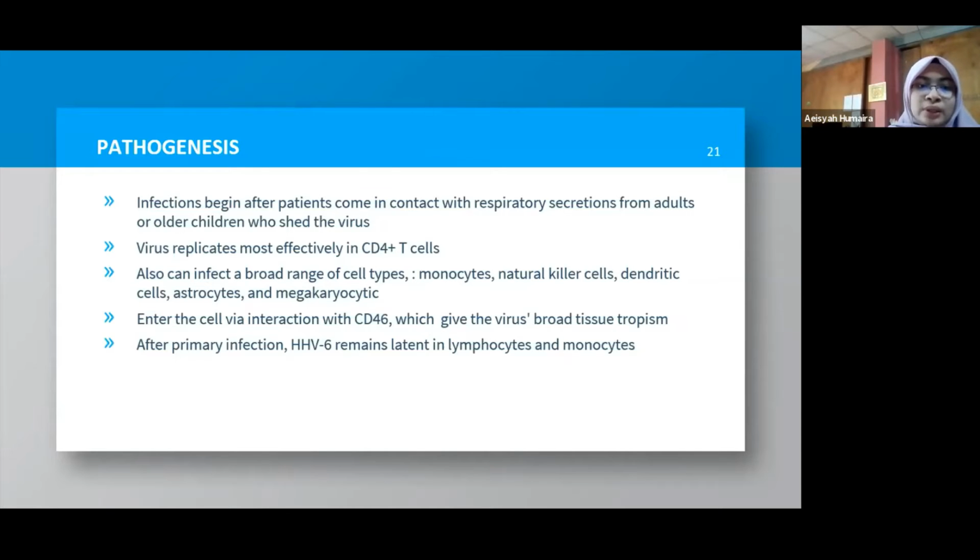This virus can also infect a broad range of cell types, which are monocytes, natural killer cells, dendritic cells, astrocytes, and megakaryocytes. This virus also enters the cell via interaction with CD46, which gives the virus broad tissue tropism. After the primary infection, herpes virus type 6 remains latent in lymphocytes and monocytes, and it gets reactivated in immunosuppressed and immunocompromised patients.